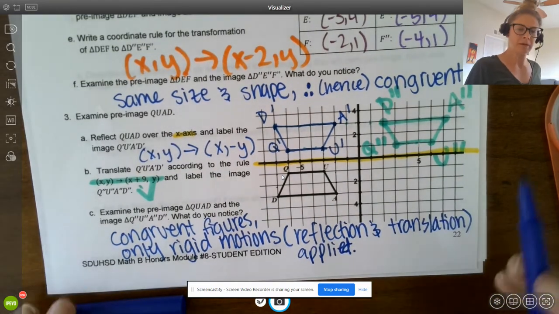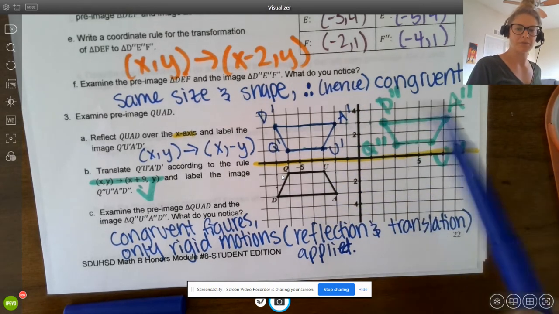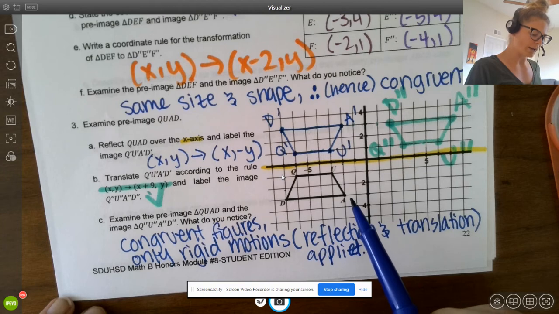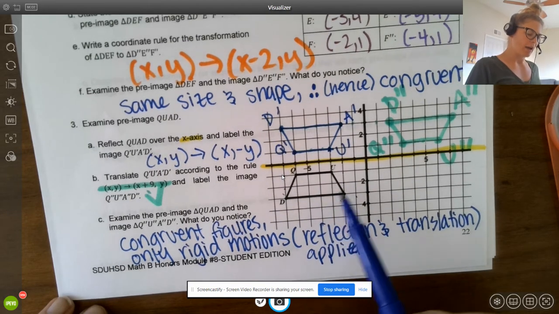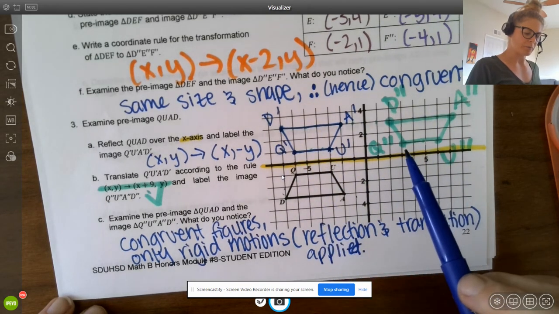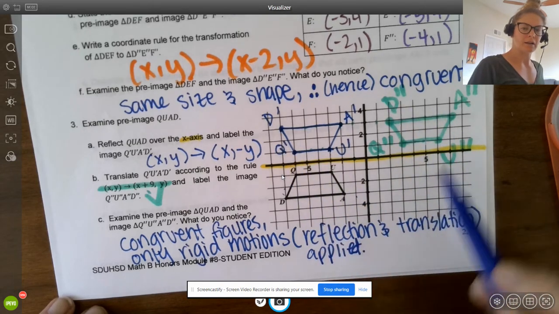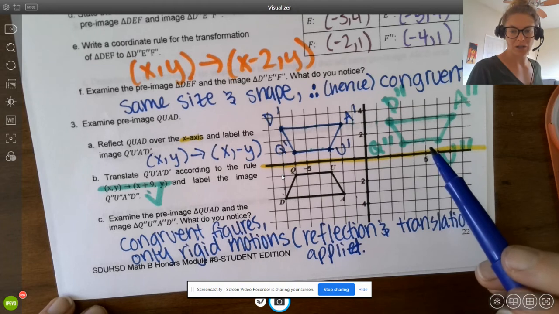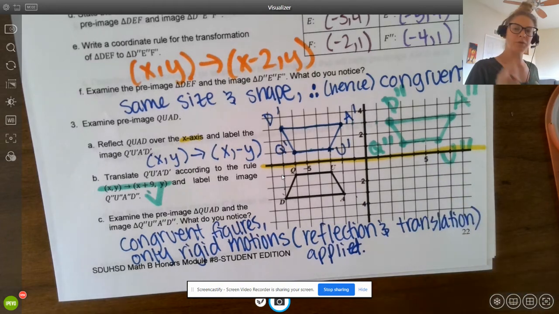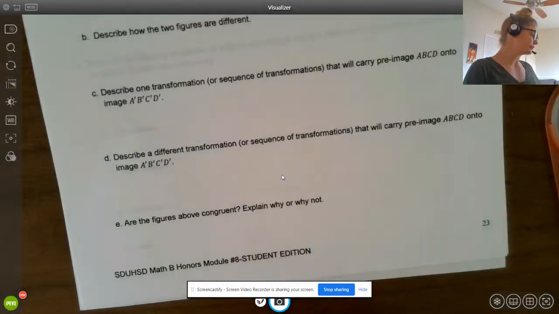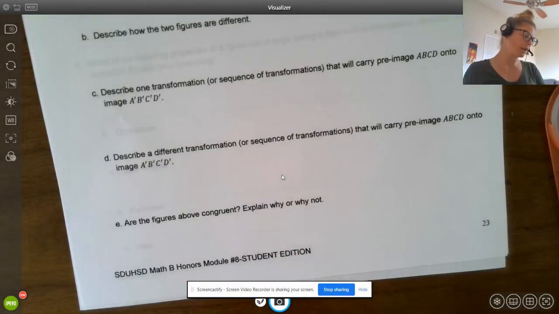So thinking about this, remember when we looked at reflections and rotations, we could have also gone from quadrilateral QUAD to quadrilateral Q double prime, U double prime, A double prime, D double prime by performing a rotation. So there's 3 types of rigid motions: reflections, translations, and rotations. Cool. Let's take a look at our next one.